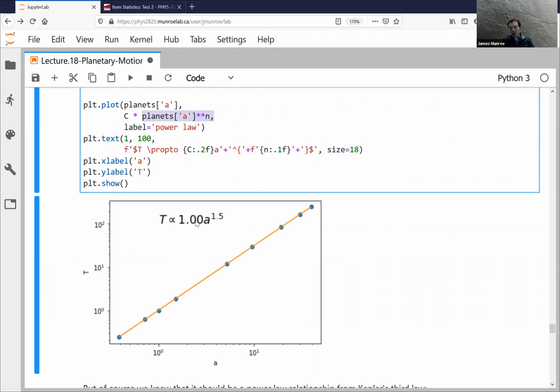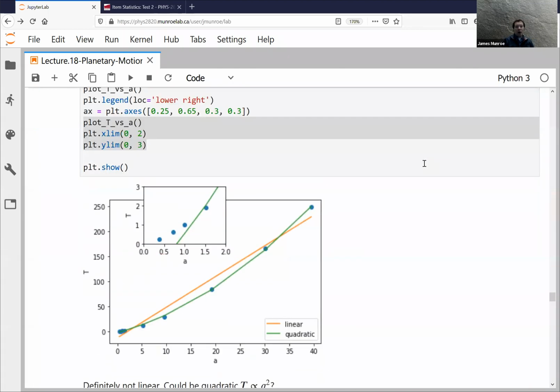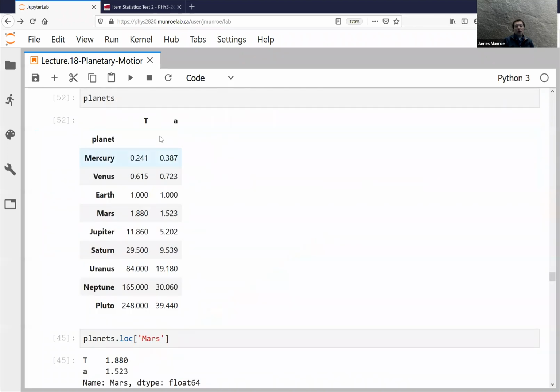And then if I want to be fancy, I could print out the relationship and say that I found that the period is equal to 1 times a to the power of 1.5. That's the power law relationship that the planets map out for their period versus their semi-major axis.